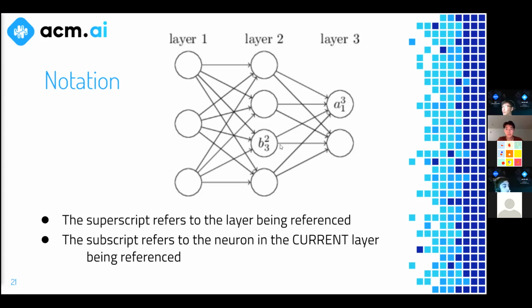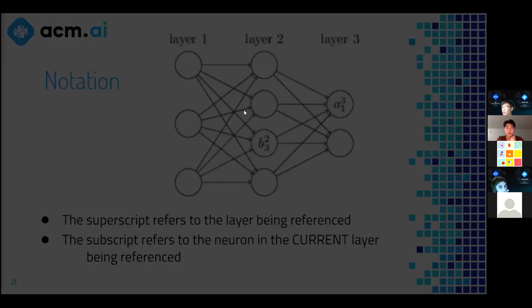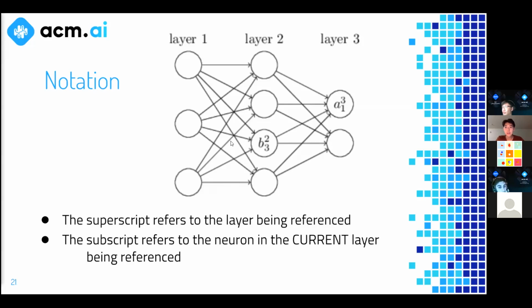The notation is exactly the same when we're referring to the biases. You're in the second layer and you're looking at the third neuron. So we say B superscript 2 subscript 3. I think that's clear to everyone. If you understood the weight one, I think this is easier, right? So yeah, I think that's clear. If you aren't clear, just let me know.